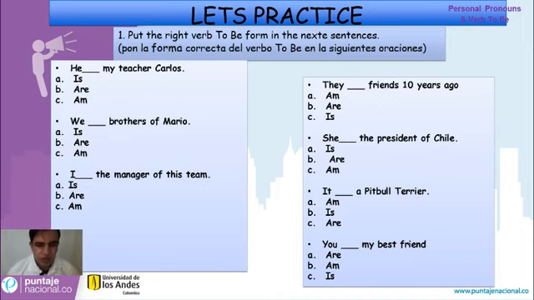Always remember, guys, when you write in English, the I, the personal pronoun, must be in capital letters, please. Very good, Anonymous. Good. What's your name? Why is Anonymous? My best friend. Good. She's the president of Chile. Good.